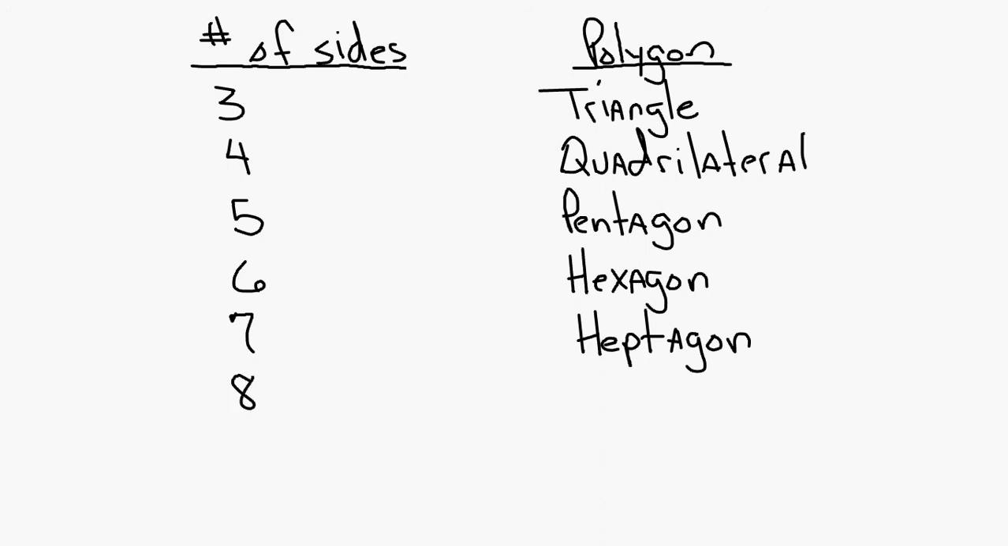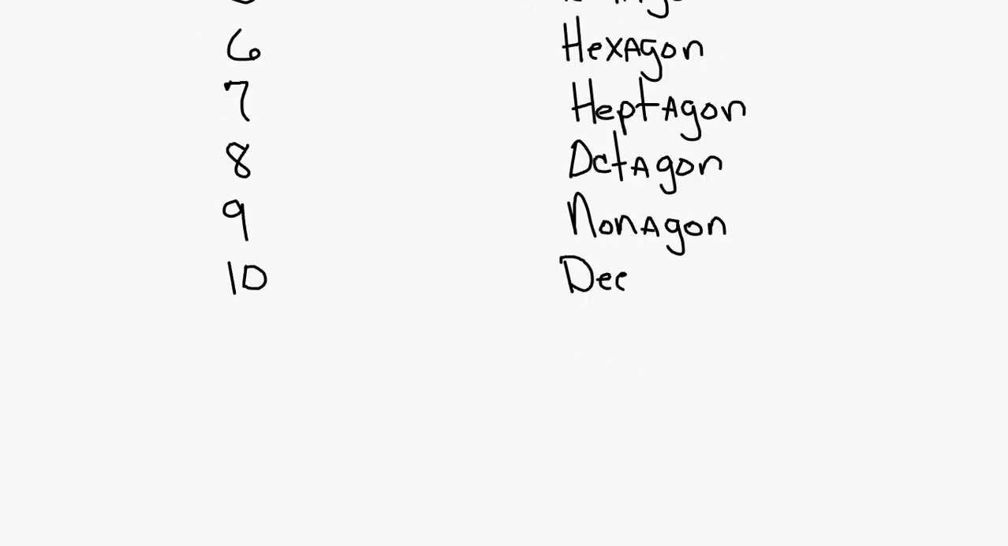So 8 is octagon, like a stop sign. You know what it looks like? Just like a stop sign. 9 is a nonagon. And then 10, that's called a decagon. Now, you do need to know those. I mean, you probably know most of them or all of them. Heptagon isn't used that often, so that may be one you have to do a little thinking on.